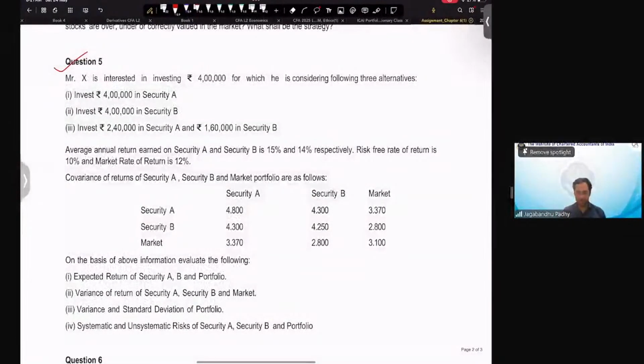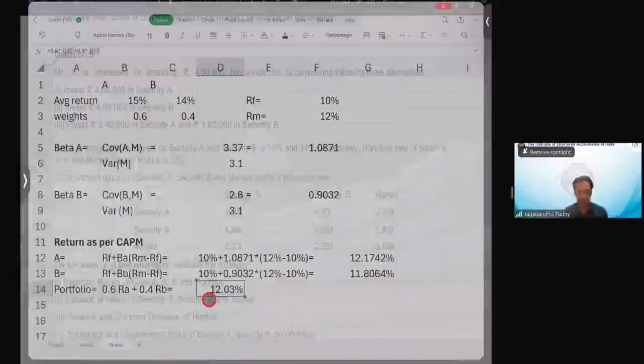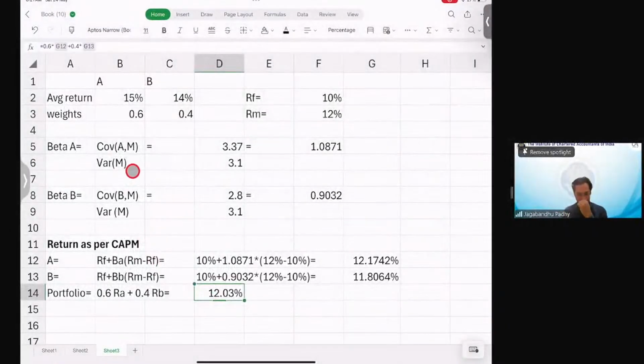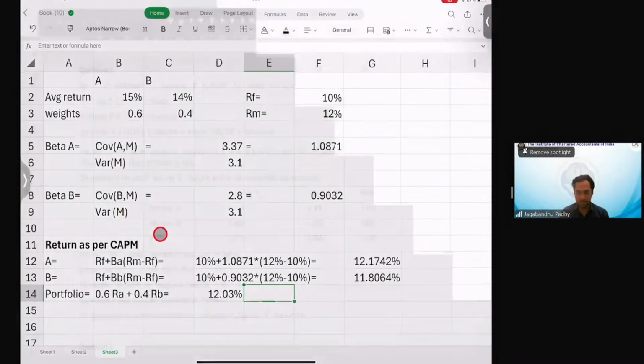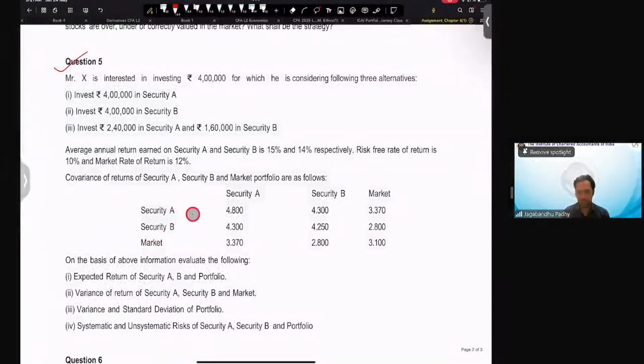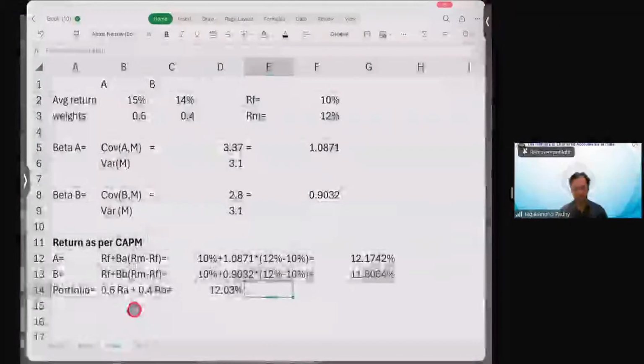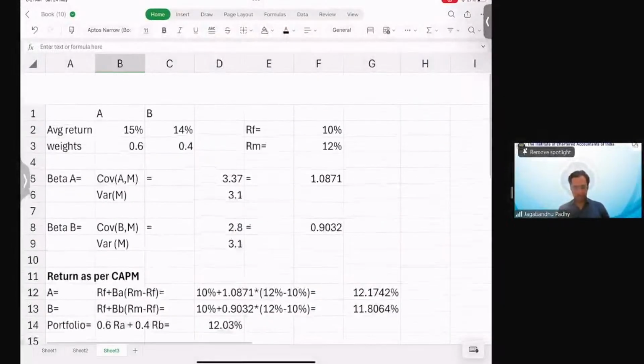Now, variance of return of security A, B, and market. Variance of market is given. Variance of security A, B is done. Variance of security A is simply 4.8. Variance of security B is simply this 4.25. And market variance is 3.1. Then we want to know what is the variance and standard deviation of portfolio.